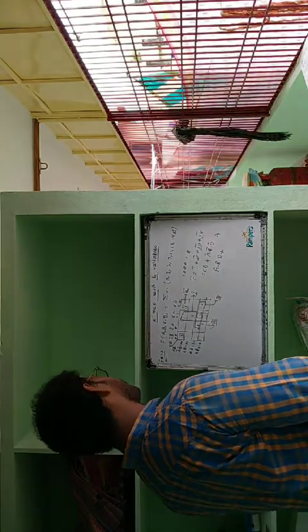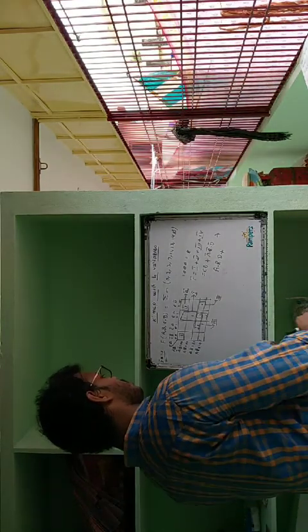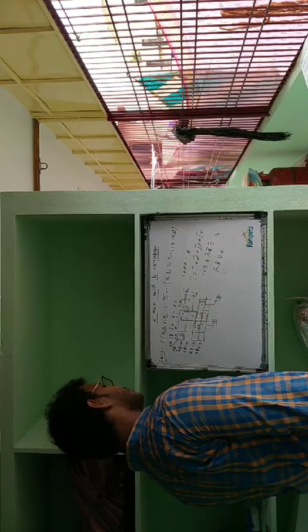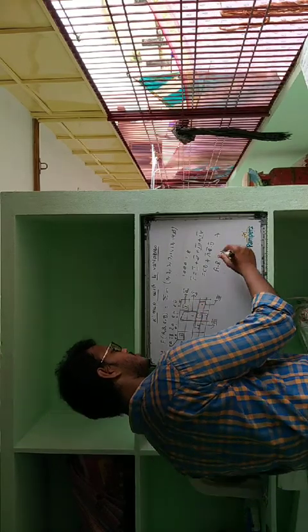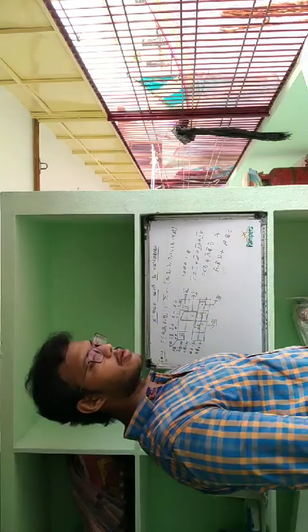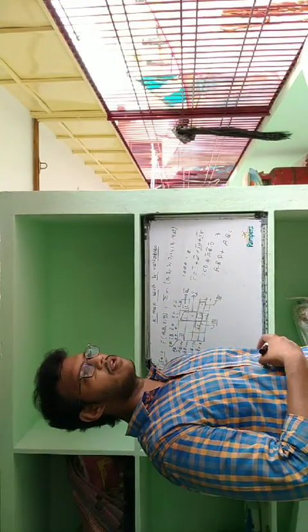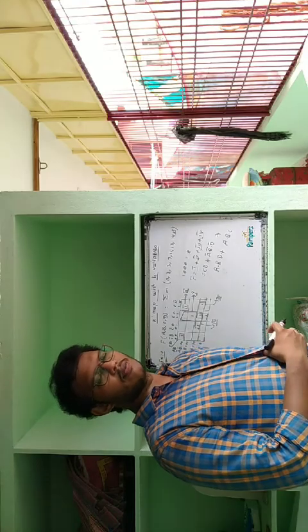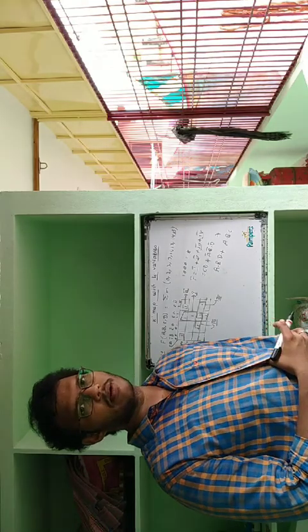Next one is the fourth one. If you see this, for the fourth one, AB is not changing, C is not changing. So AB. Okay. This is the minimum SOP, meaning the minimum Boolean expression.